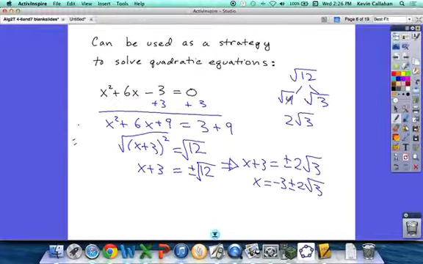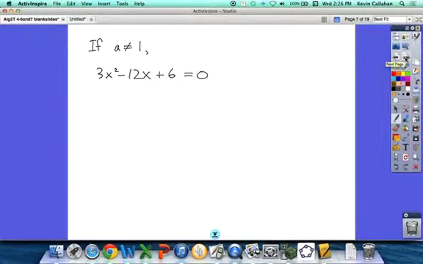Come back. Okay, so that's an example of solving a quadratic equation by completing the square. Now, it gets a little bit different if, like I said, you have a number other than 1 in front of the x squared, then it goes like this. Right? Then I'm going to get the 6 onto the other side, like I did on the last one. 3x squared minus 12x equals negative 6.